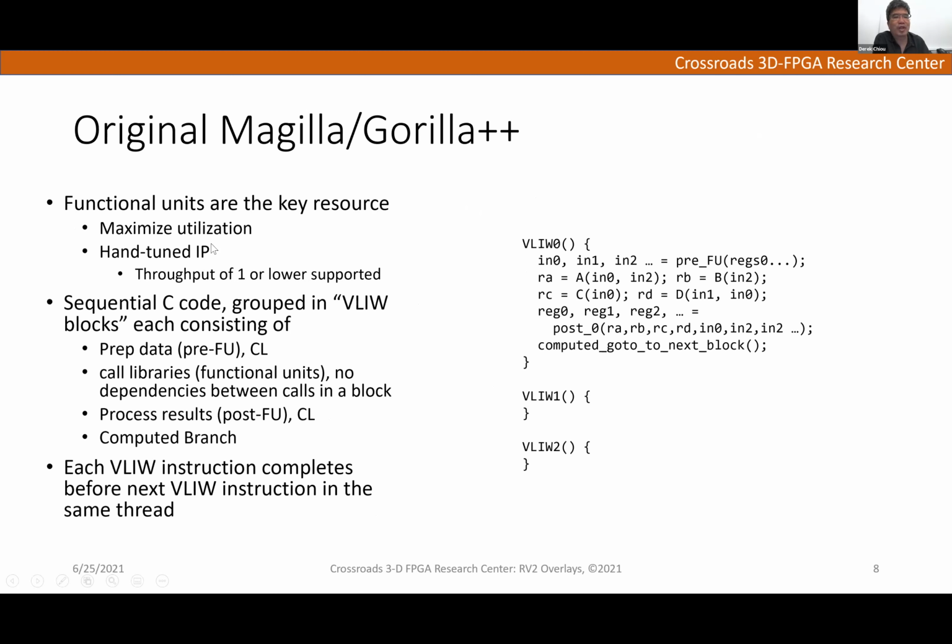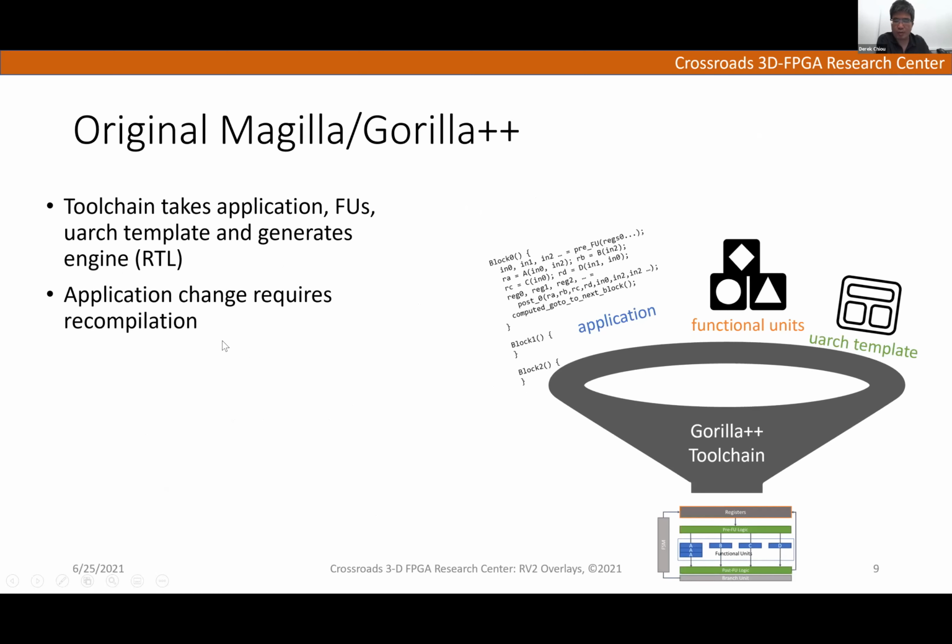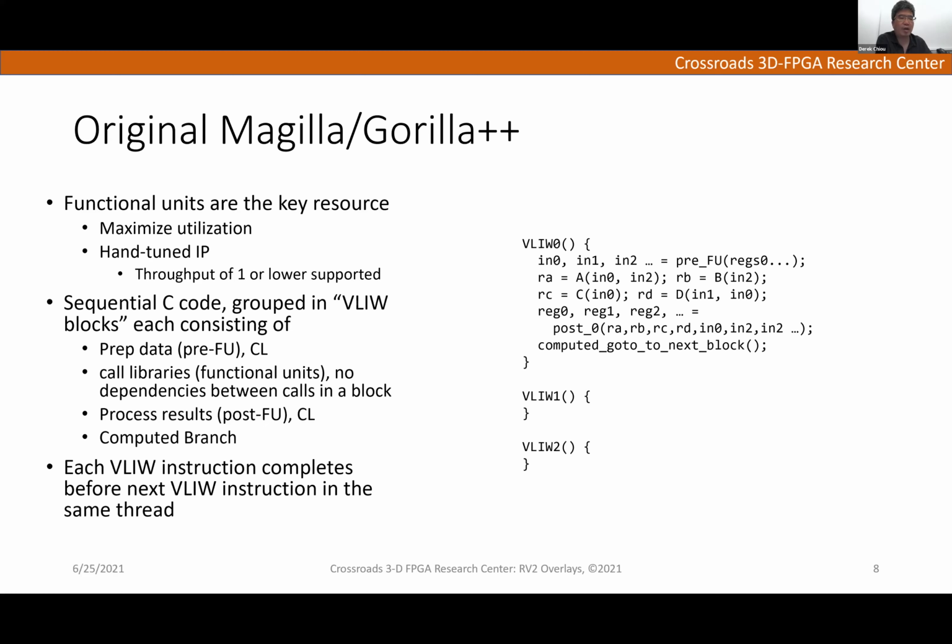So the functional units are the key resource, right? That's the key resource that we're trying to maximize utilization for. It's hand-tuned IP, as I said. We generally try to get throughput of 1, as much as possible. And then we wrote sequential code, right? Sequential C grouped into what are effectively VLIW blocks, each consisting of some pre-functional unit processing. We would call libraries, which would be these functional units, and there would be no dependencies between the calls in a specific block.